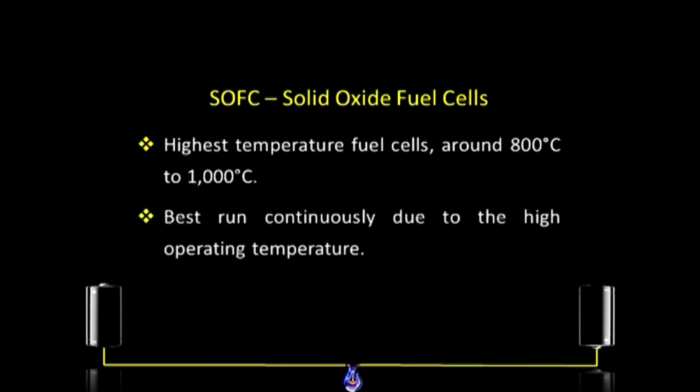These fuel cells run best continuously due to the high operating temperature, which, as I have already discussed, is around 800 to 1000 degrees Celsius, and hence they are popular in stationary power generation.